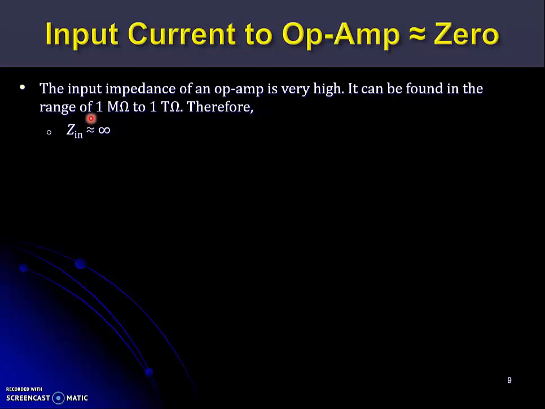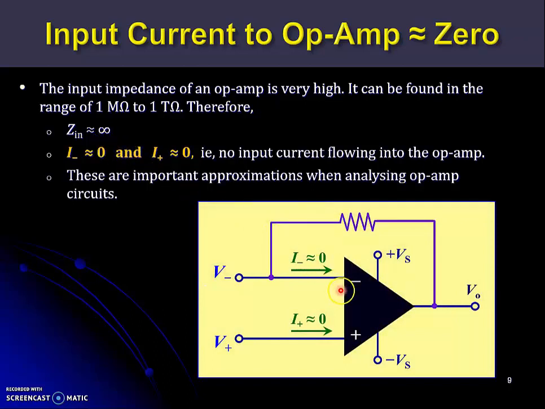The input impedance of an op-amp can be found in the range of 1 megaohm to 1 teraohm. So we say the input impedance is close to infinity. Since the input impedance is so high, very little current can flow into an input terminal of an op-amp. So both of these two input currents are approximately equal to 0. And we will use these approximations for our op-amp circuit analysis later on.